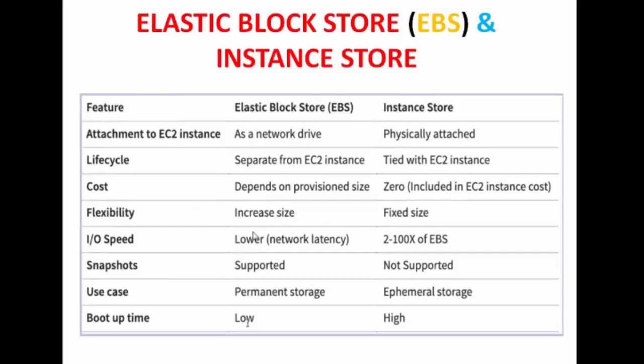Input output speed is lower for EBS because of network latency. Here it is very fast, 200x of EBS, which means it's much faster than the Elastic Block Store. Snapshot: EBS supports it, but the instance store does not. Use case: EBS is permanent storage, but the instance store is temporary storage. Boot up time is low for EBS, but for the instance store it is very high.